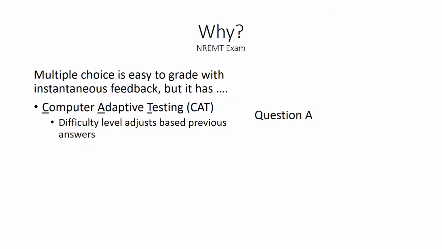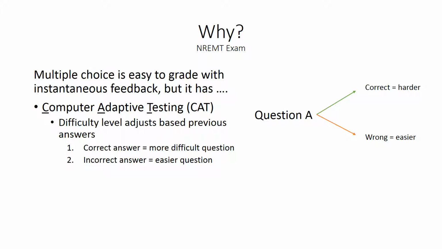But it also has this tool called computer adaptive testing. Now, what is computer adaptive testing, or CAT? It allows for questions to change based on your previous answers. So if you look at question A, if you get question A correct, that means question B will be more difficult. The reverse is also true. If you get it wrong, question B will be an easier question.